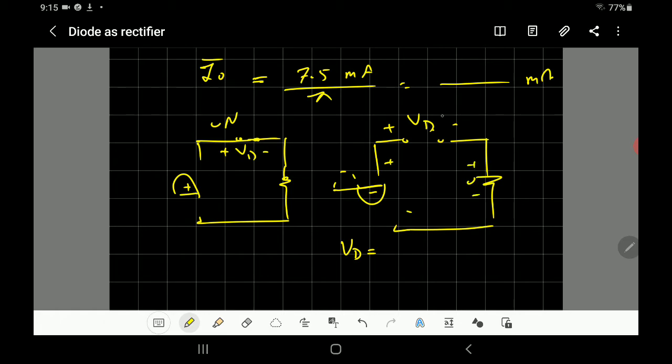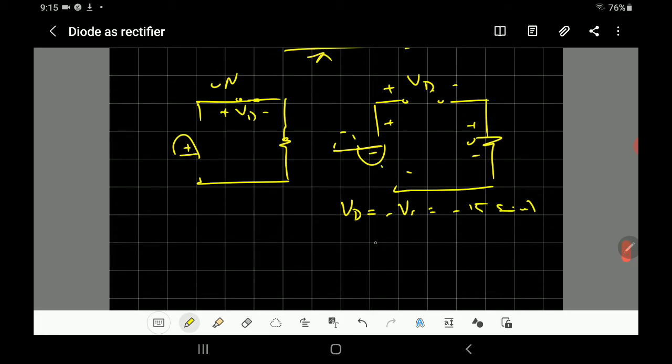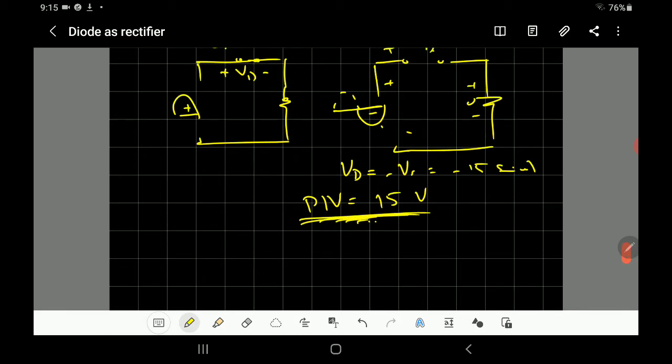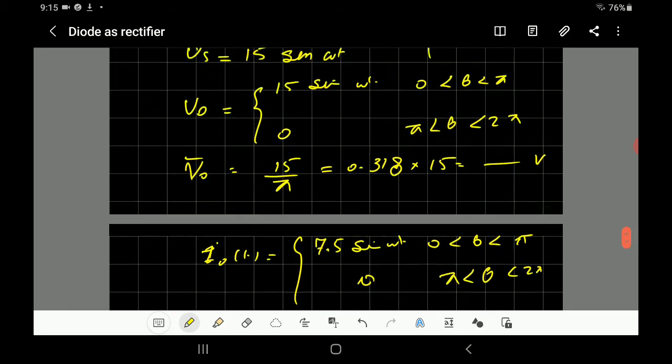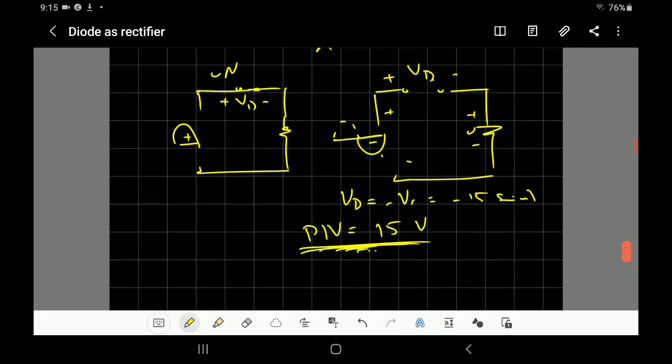So the voltage across the diode is the same as the voltage of the source applied to it. Okay, so minus Vs, which will be equal to minus 15 sine omega t. So the maximum voltage will be 15. The peak inverse voltage is equal to 15 volt, the peak. So when you buy a diode, you have to buy a diode that can stand a reverse bias of 15. You buy one more than that, because this is the peak value. So that's the analysis of the half-wave rectifier with the ideal model.